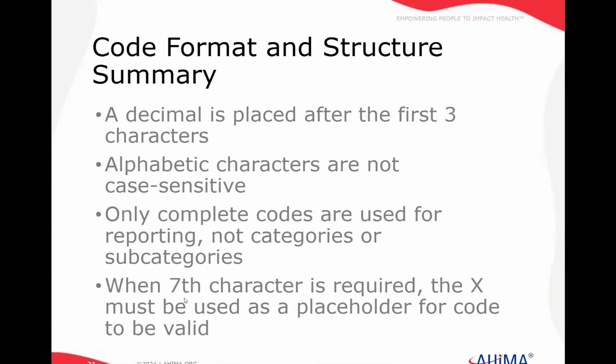A decimal is always placed after the first 3 characters. Alphabetic characters are not case sensitive, and only complete codes are used for reporting, not categories and not subcategories. If you just put a code category on a claim and try to bill it, it will be rejected. And when a seventh character is required, we must use the X as a placeholder to make sure that the seventh character goes in the seventh position.